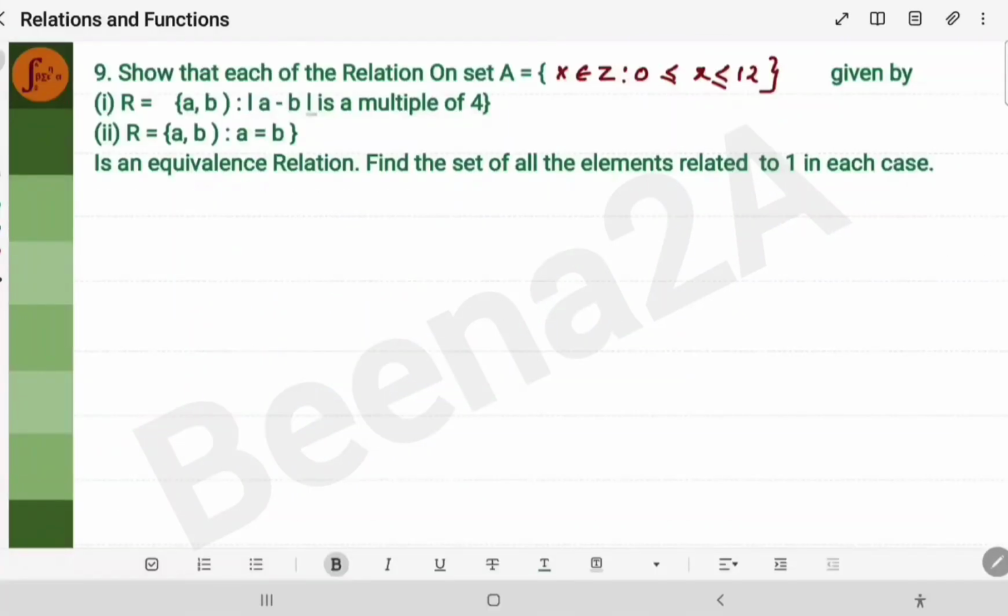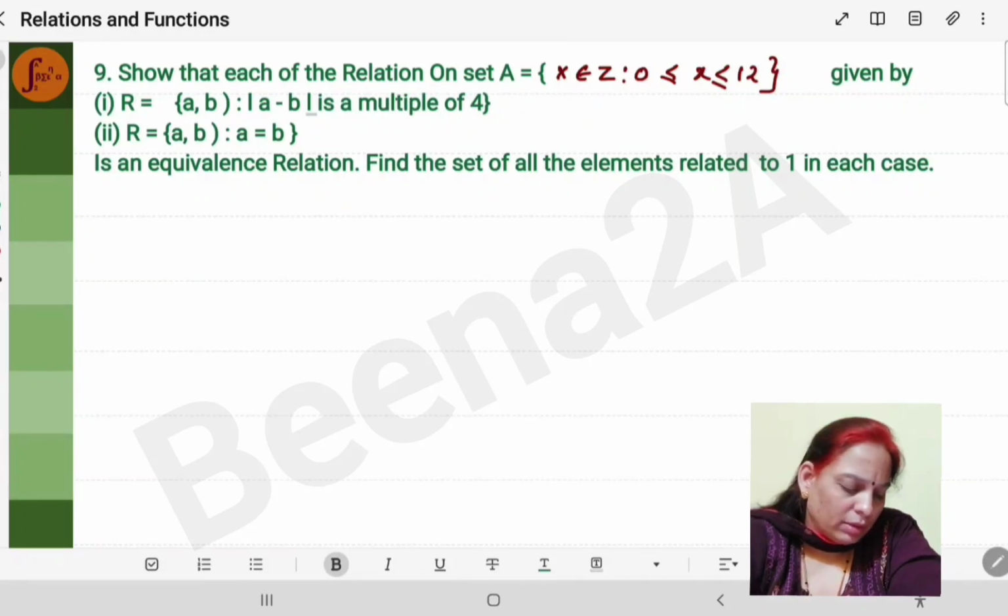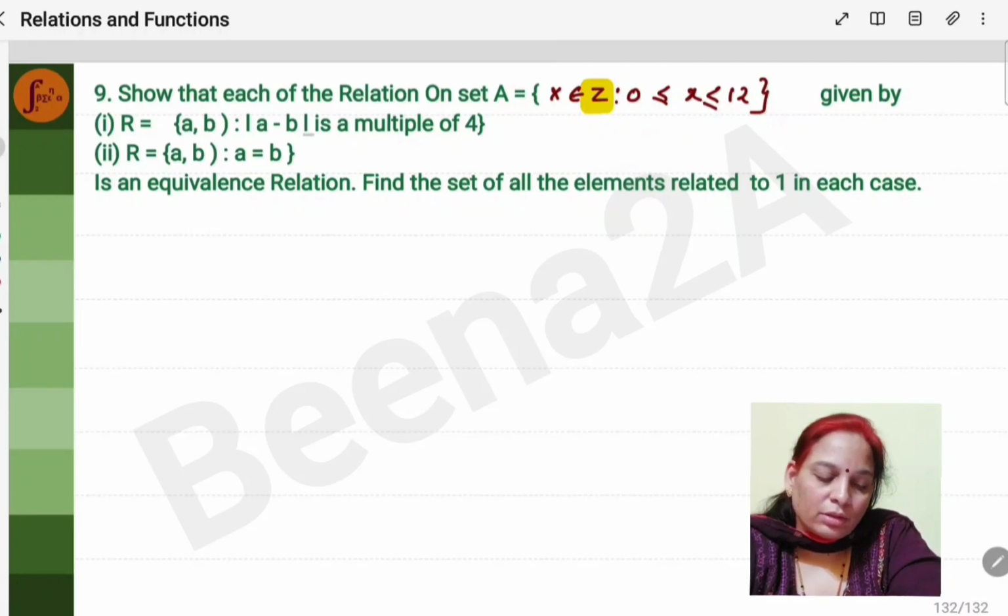That's all. Now let's go to the next example. Show that each of the relation on set A, x belongs to Z. Z means it's an integer, right? That is, you will not have fractions. It will only be complete numbers, like 1, 2, 3, 4. You will not have fractions.